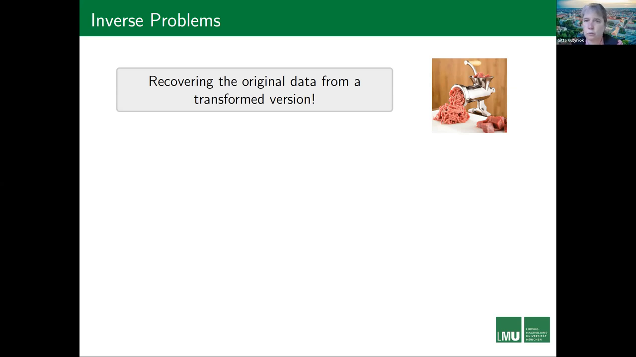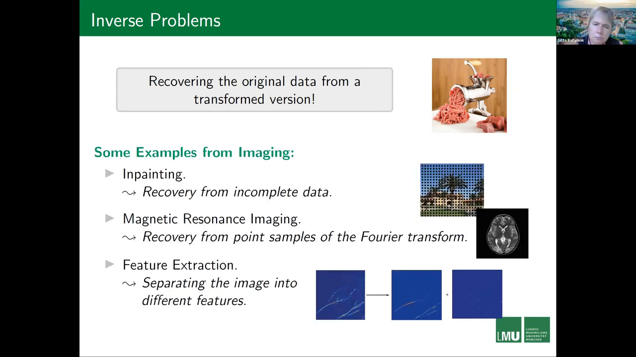So what is in general an inverse problem? We have some data, for instance here, we apply some operator, and then the question is: from the transformed version, can you get the initial data back? As you see here in this example, this is sometimes extremely difficult and seems even impossible.